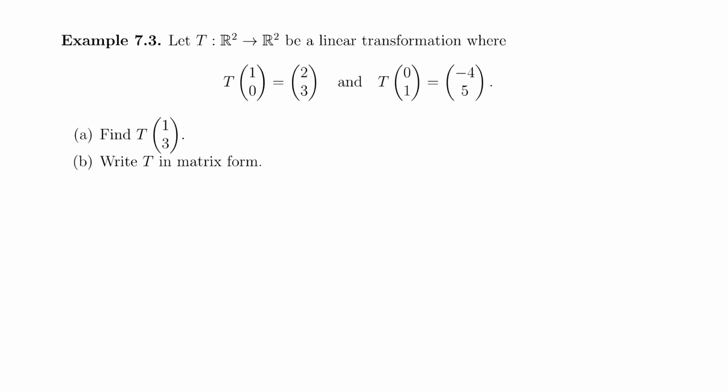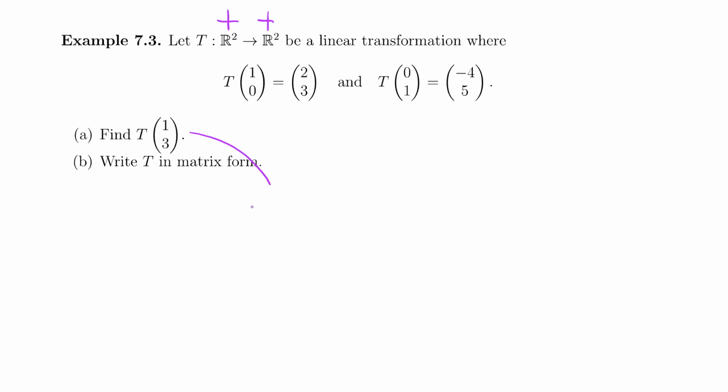So let's see, for this one, I have a linear transformation from R squared to R squared. So it's from a plane to a plane. And it sends (1, 0), the standard basis, to (2, 3). And it sends (0, 1), the other standard basis, to (-4, 5). Now I'd like to find T of (1, 3).